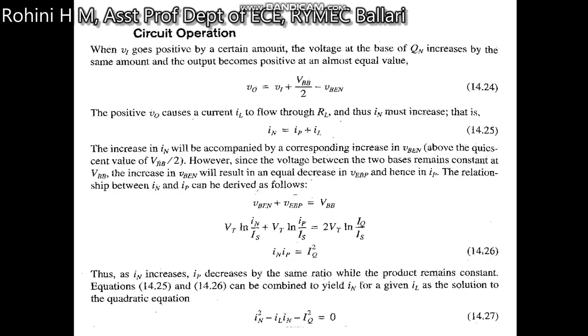So here is the circuit operation. When Vi goes positive by a certain amount, the output at the base of Q1 increases by the same amount and the output becomes positive at an almost equal value. So when the output is positive, the output expression is given by V1 plus VBB by 2 plus VBE of N transistor.